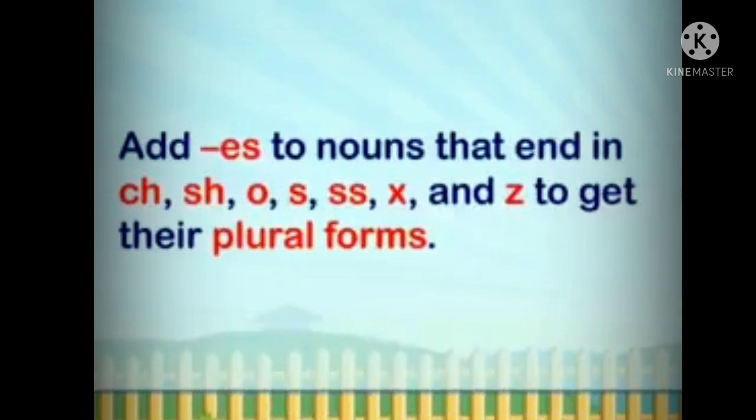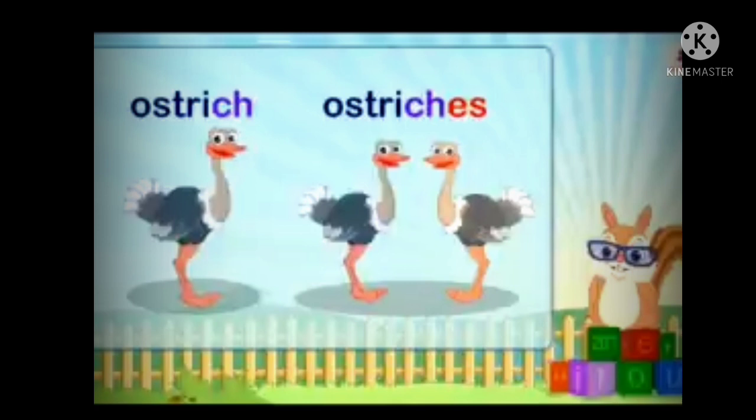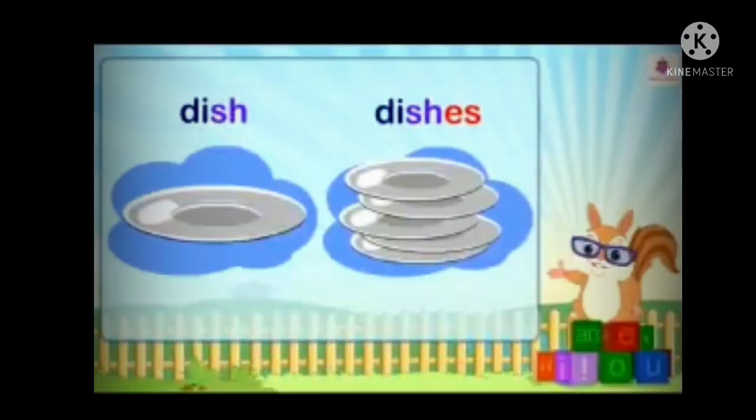Add es to nouns that end in ch, sh, s, double s, o, x and z to get their plural form. Understand with an example: ostrich and ostriches. See the spelling of ostrich. Ostrich ends with ch. So if we want to change it to plural form, we add es at the end of the noun and it becomes ostriches.